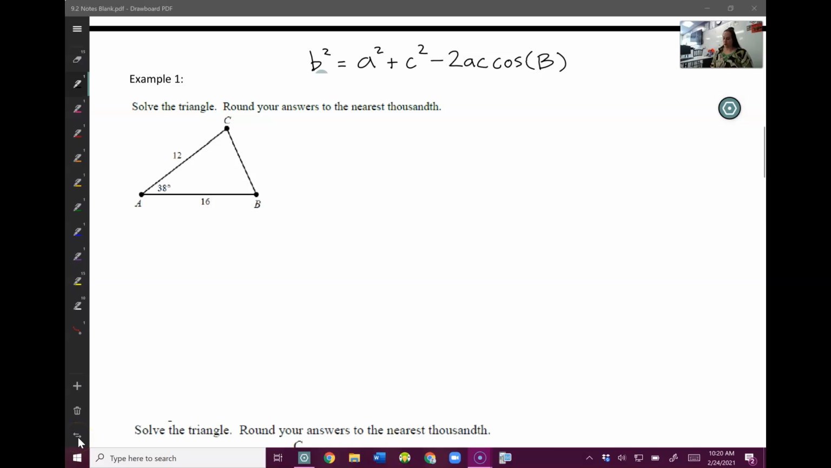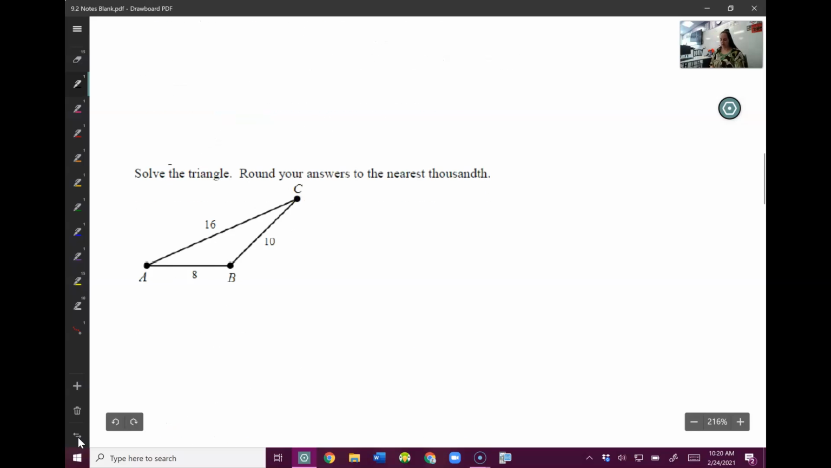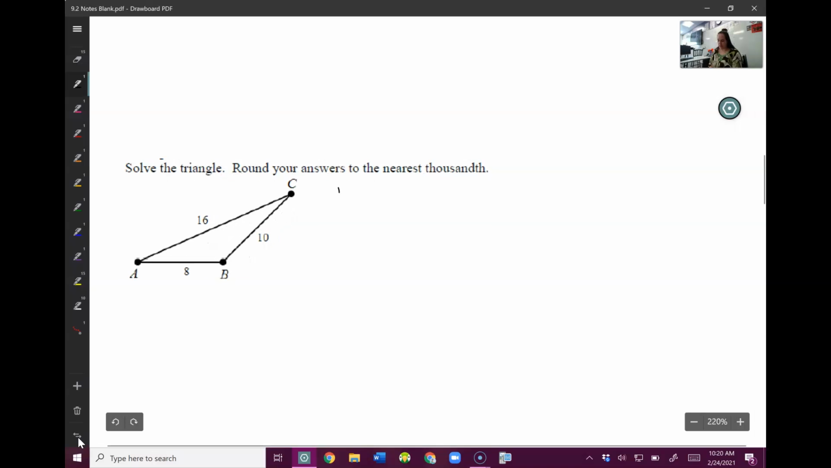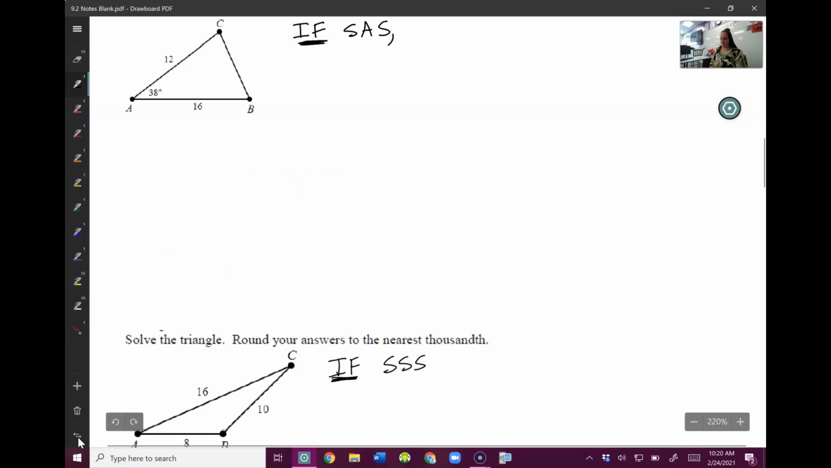Actually solve the law of cosines. Now, if you remember from the last video, there are two different instances where we do the law of cosines. This first one is what we call SAS, because I have a side, the angle between them, and the other side. So two sides and the angle in the middle. That's SAS. The other option that we'll talk about in just a little bit is SSS, because I have all three sides.